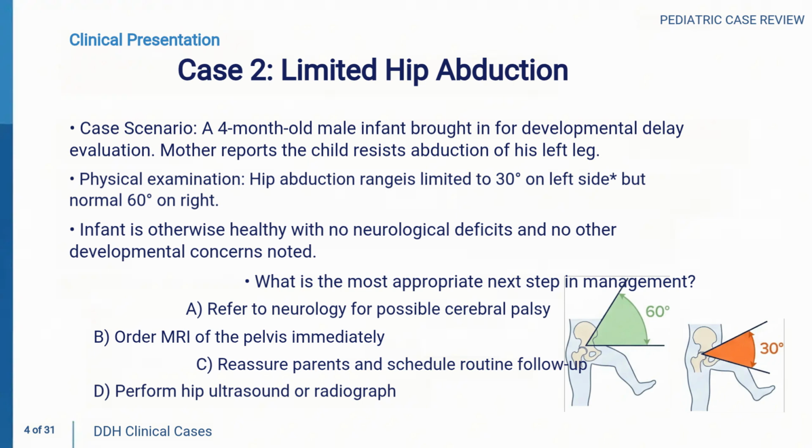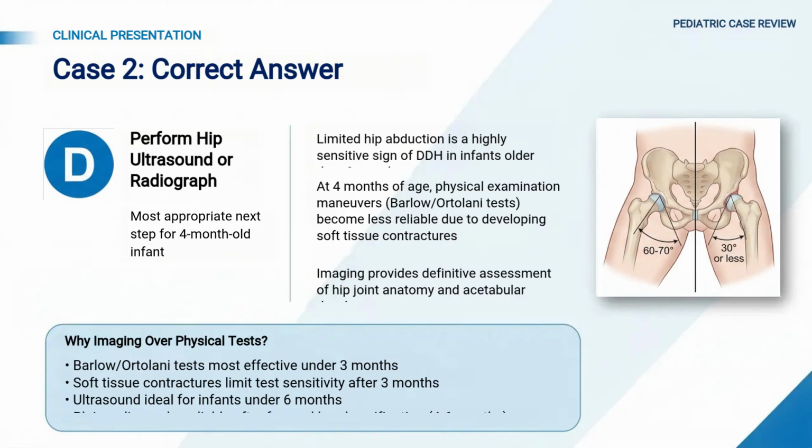Option A, refer to neurology for possible cerebral palsy. Option B, order magnetic resonance imaging of the pelvis immediately. Option C, reassure parents and schedule routine follow-up. Option D, perform hip ultrasound or radiograph. The correct answer is D, perform hip ultrasound or radiograph.